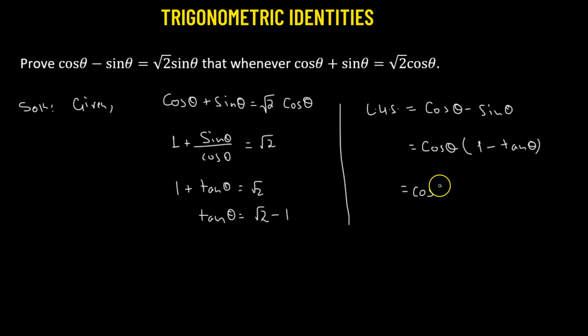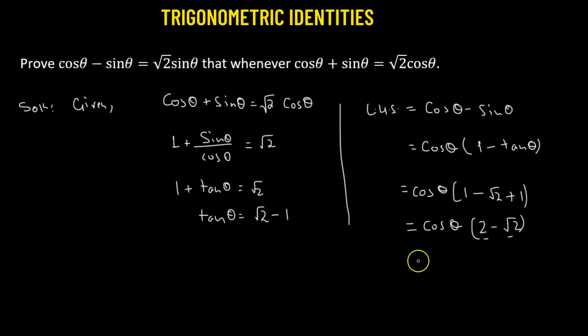Now in place of tangent of theta, we can replace this with square root of 2 minus 1. So we have 1 minus square root of 2, so minus of minus 1 will become positive 1. This is going to give us cosine of theta multiplied by 2 minus square root of 2.